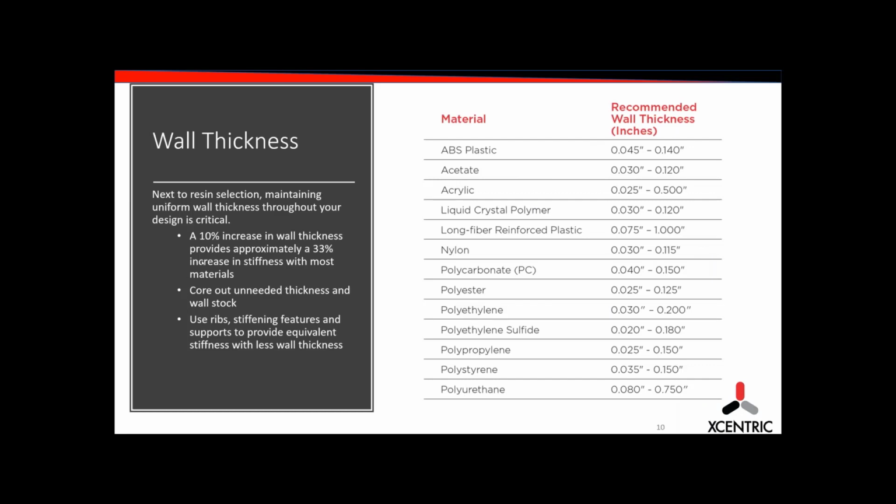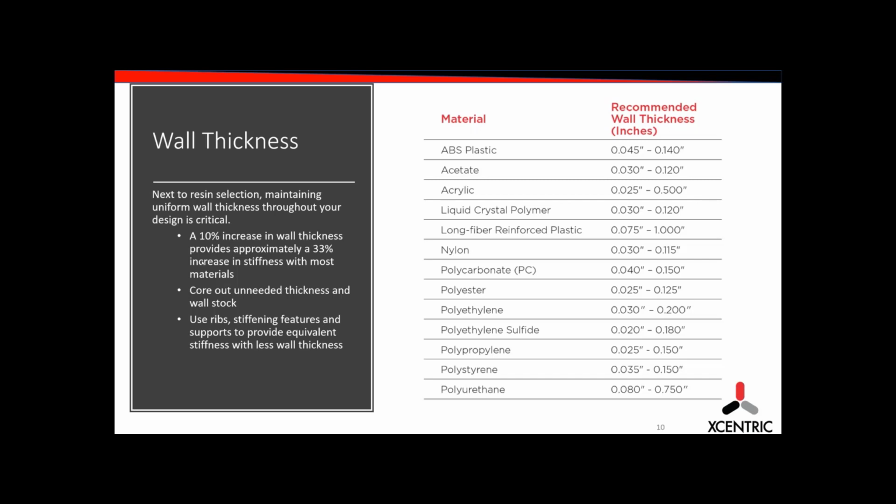Wall thickness. One of the most important parts of designing your part for injection molding is maintaining as much as possible a uniform wall thickness that allows the part to fill correctly and also pack out, which gives us that uniform density.